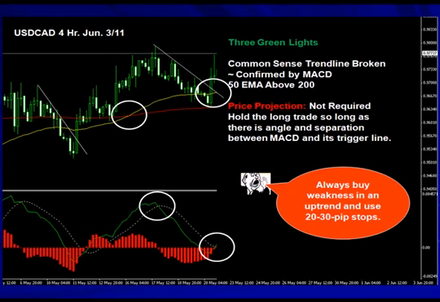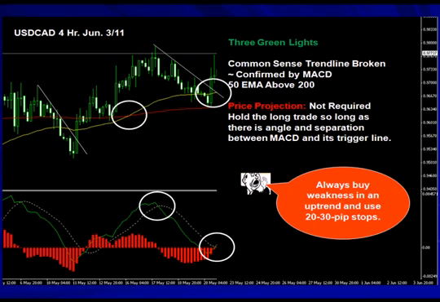Trade number two, right here, same idea, three green lights. We have a common sense trend line encapsulating the upper reaches of the shadows or wicks of the candles. Trend line broken right there, confirmed by MACD punching up through its trigger line. Again, the question is how long do you hold onto the trade? And the answer is as before. Just let MACD do that homework for you.